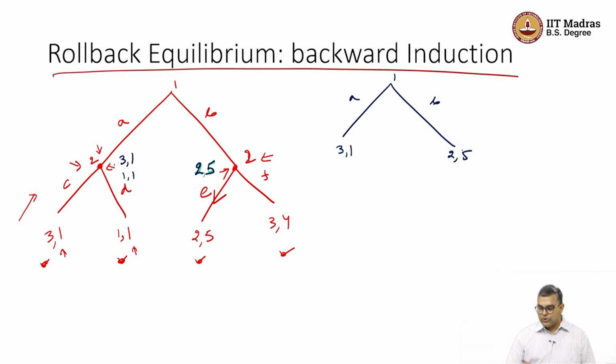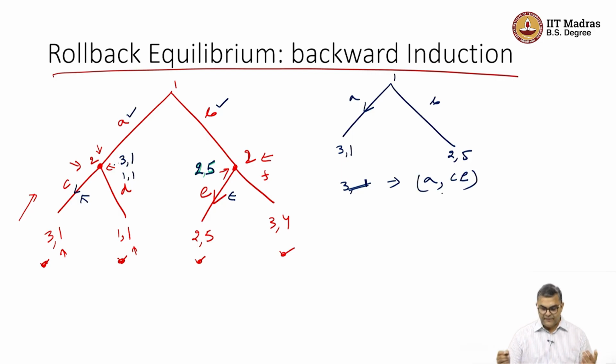What should player 1 do? Of course, if player 1 expects player 2 to play C, then player 1 should play A. What would be the outcome? Player 1 gets 3 and player 2 gets 1. What we can say further is that player 1 has only 2 possible strategies, either play A or B. How about player 2? Player 2's strategy in this particular case is C here and E here. So, in short we can say player 2 has played CE.